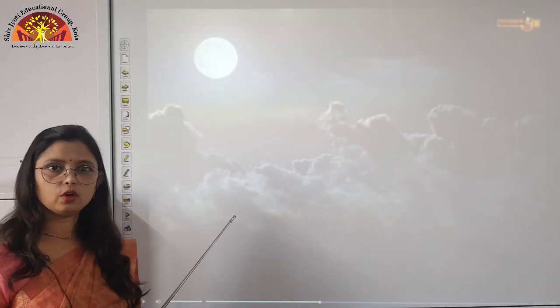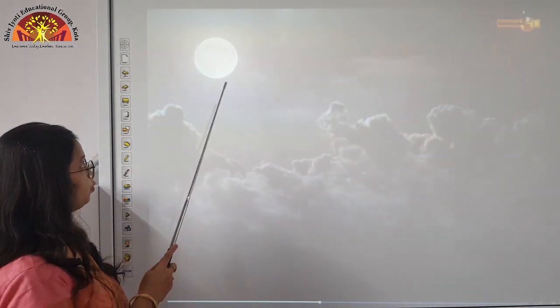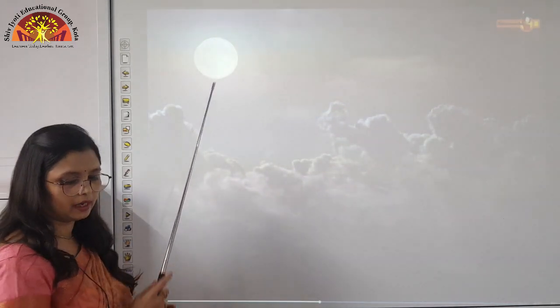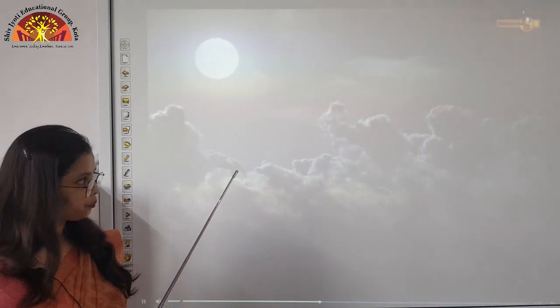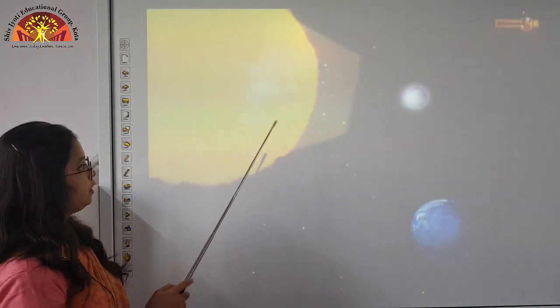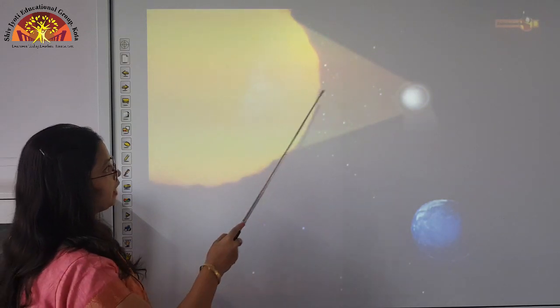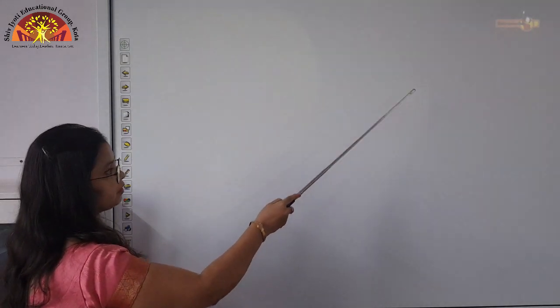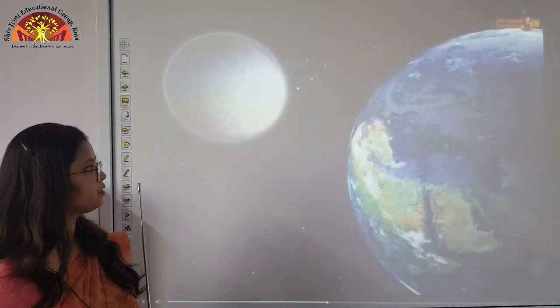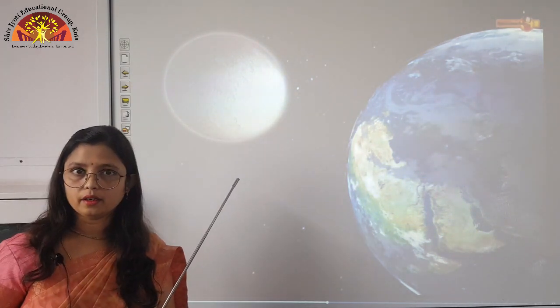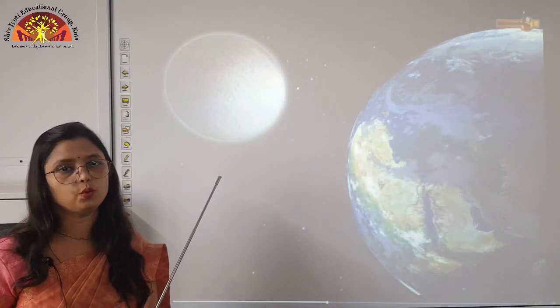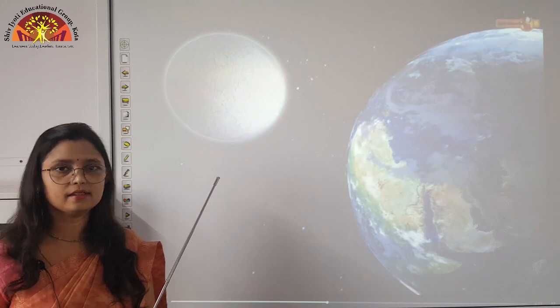So children, when you look up at the night sky, you can see the moon easily over there shining brightly. Now this moon takes light from the sun. You can see over here, sunlight is taken by the moon and it reflects the sunlight back, and when we are on Earth and we look at the moon, we see it shining in the sky.